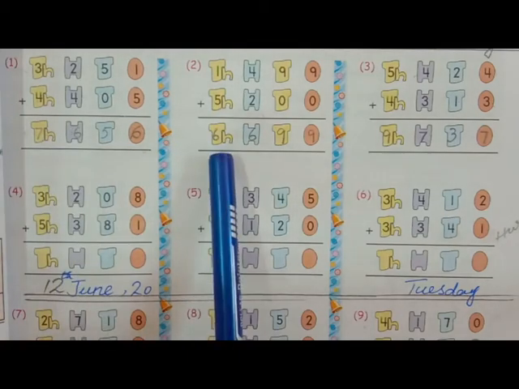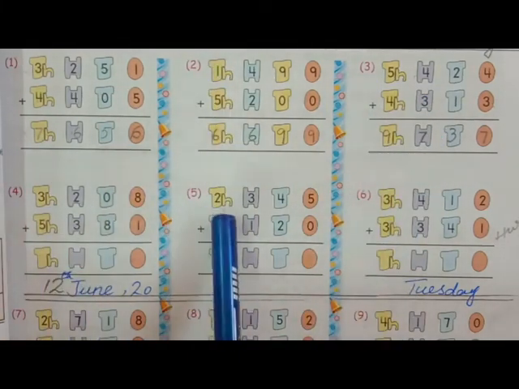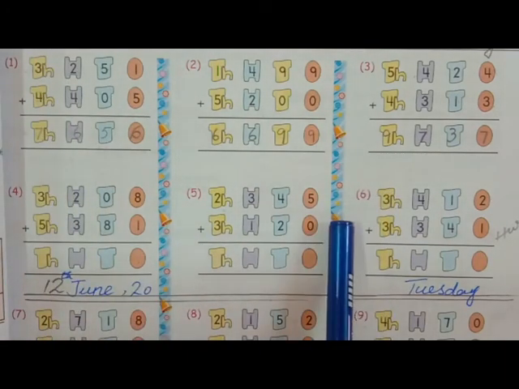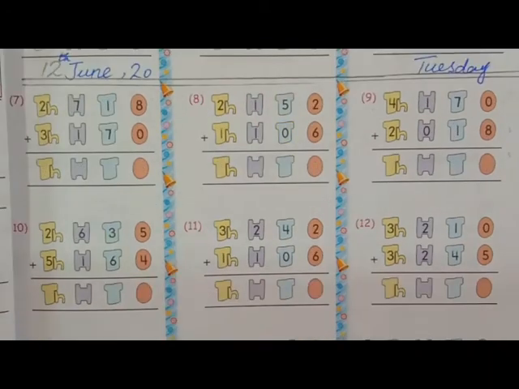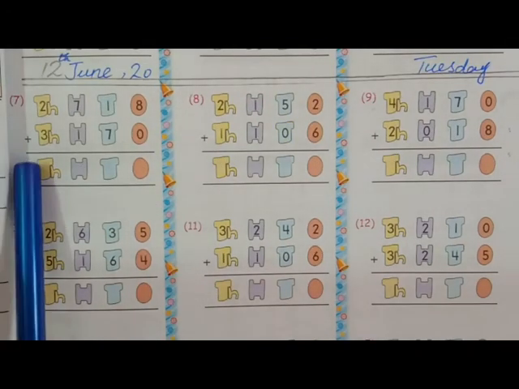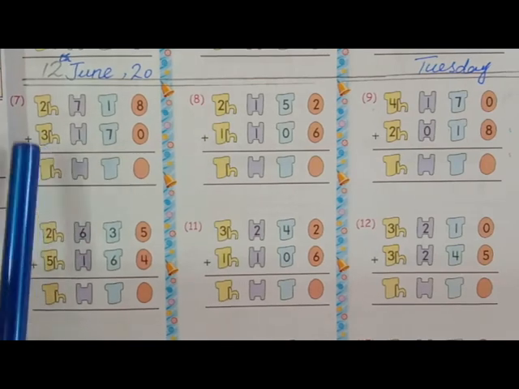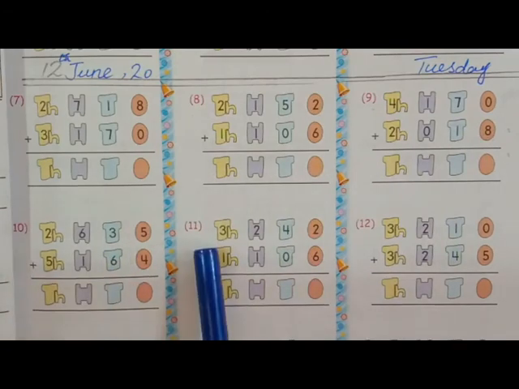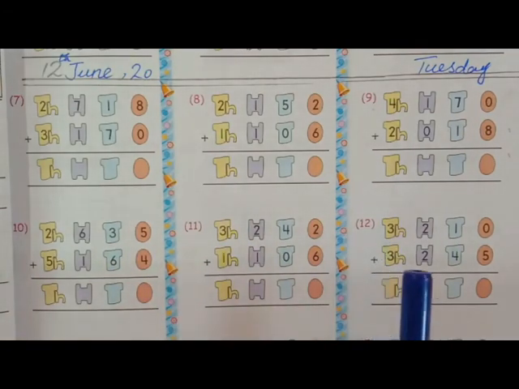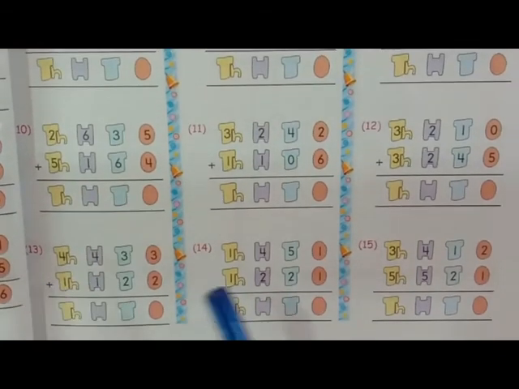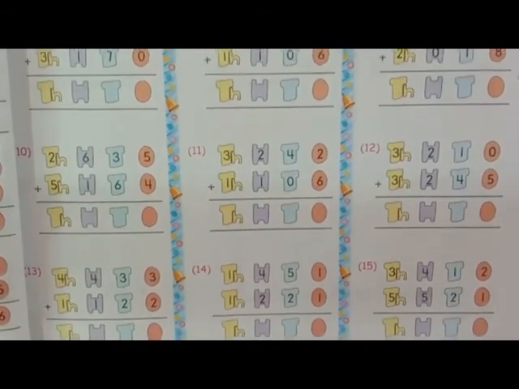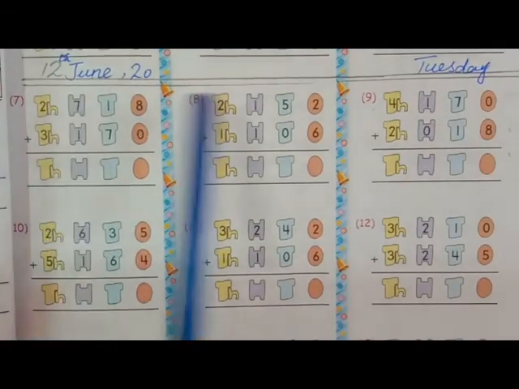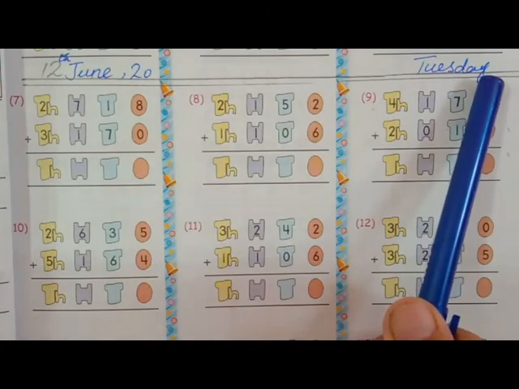You have to do question number 2, 3, 4, 5, 6 on 11th June. This is your homework. See on the same page, this is question number 7. You will do question number 7, 8, 9, 10, 11, 12, 13, 14 and 15 the next day on 12th June. Mention the date and day very neatly and properly in your book. Then you will write.